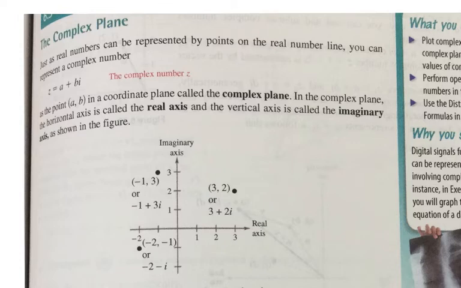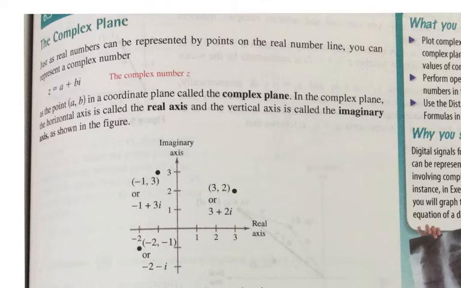But if we read here, it says, just as real numbers can be represented by points on a number line, you can represent a complex number as a point on a complex plane. So that sounds real fancy. You're fixing to be graphing on the complex plane. Ooh.